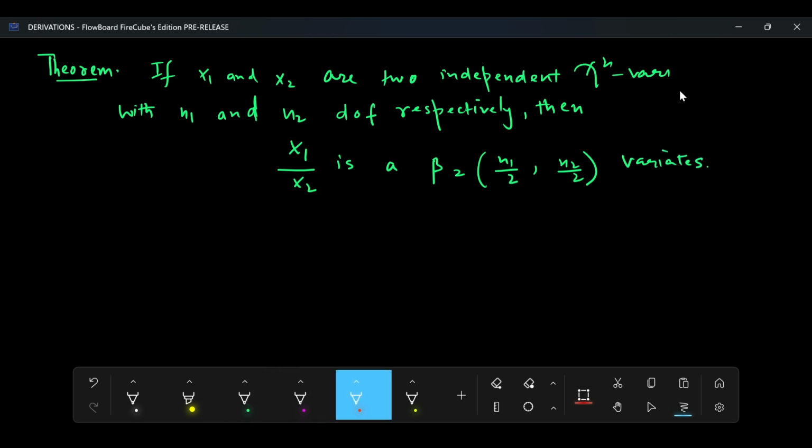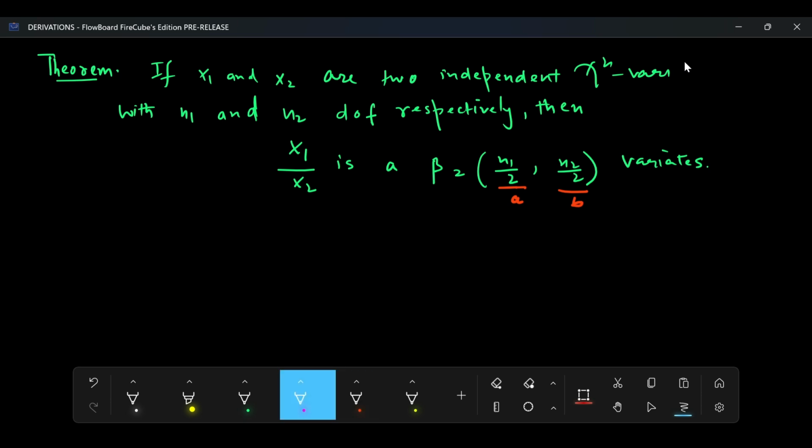As you know from the continuous distribution, whenever we have beta, let's suppose this is A, this is B. So A and B are my parameters for beta 2 distribution. Clear? So the relation between chi-square and beta is that if x1 follows chi-square with n1 degrees of freedom and x2 is also a chi-square variate with n2 degrees of freedom, then the ratio of x1 divided by x2 is a beta second kind, n1 divided by 2 comma n2 divided by 2, and these two are my parameters.